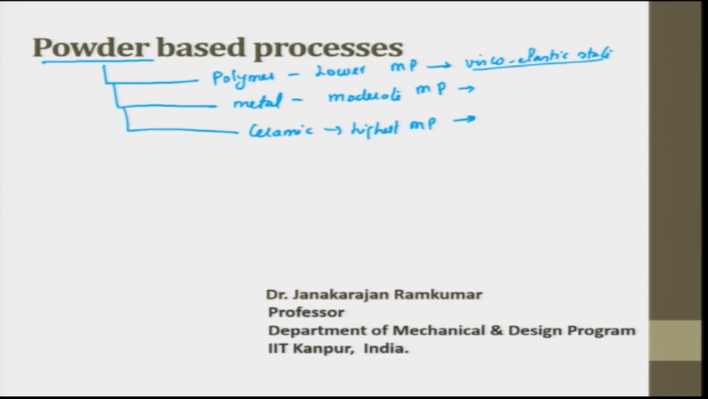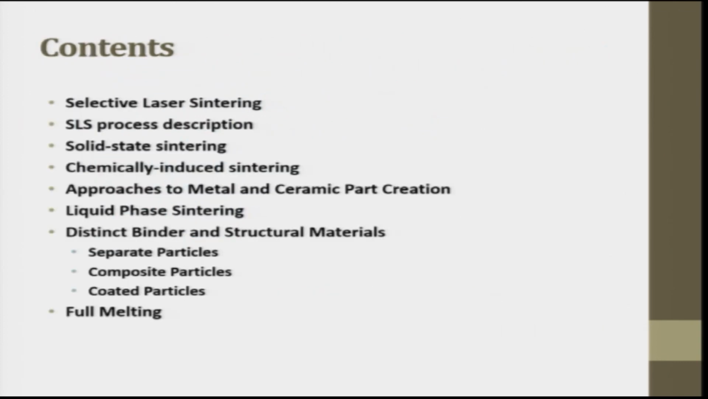And the moment we talk about a powder, the next important thing comes: the size, shape, and the volume. All the three things come into existence. So, the shape of the powder, size of the powder and the volume of the powder. In this lecture, we will be trying to cover what is the selective laser sintering process, called SLS. So, SLS process description will be there. Then we will try to see what is solid state sintering. Then we would look at chemical induced sintering. Then we will have approaches to metal and ceramic part creation. Then liquid phase sintering. Then we will see about distinct binder and structural material.